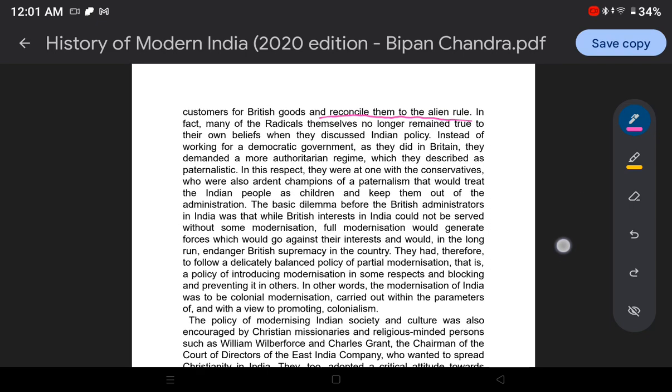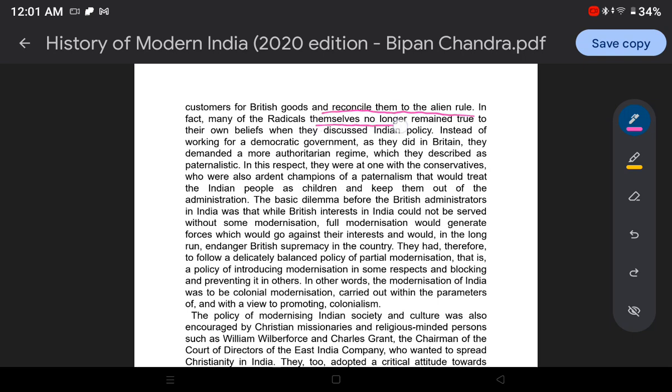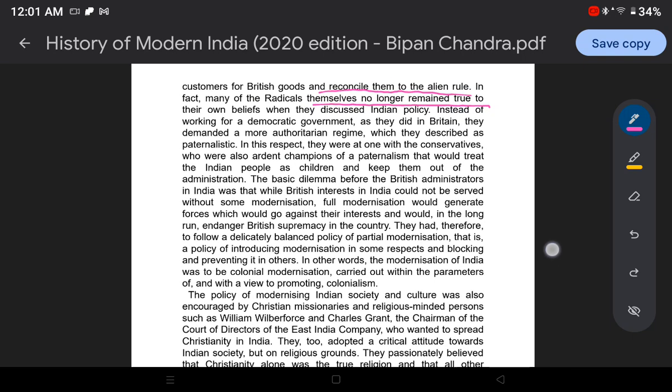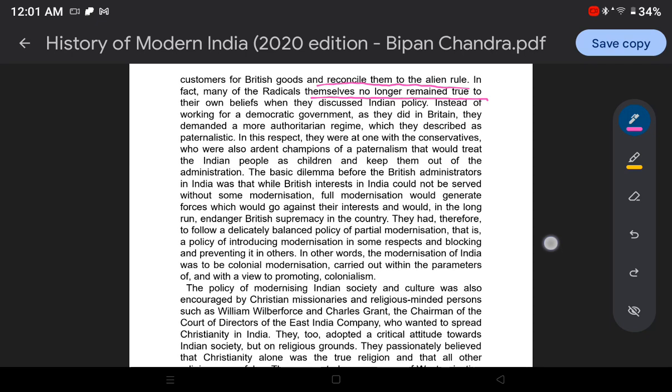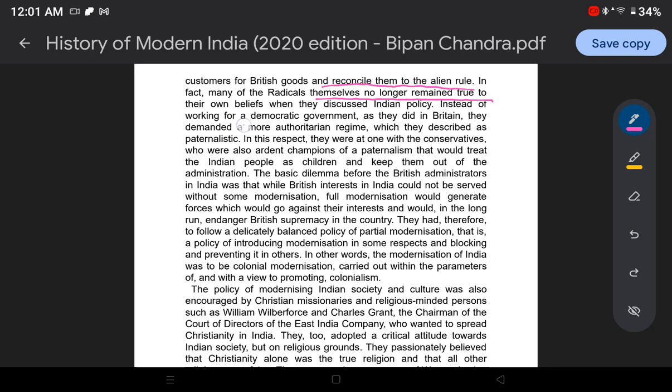alien rule. In fact, many of the radicals themselves no longer remained true to their own beliefs when they discussed Indian policy. Instead of working for a democratic government, as they did in Britain, they demanded a more authoritarian regime, which they described as paternalistic. In this respect, they were at one with the conservatives, who were also ardent champions of a paternalism that would treat the Indian people as children and keep them out of the administration.